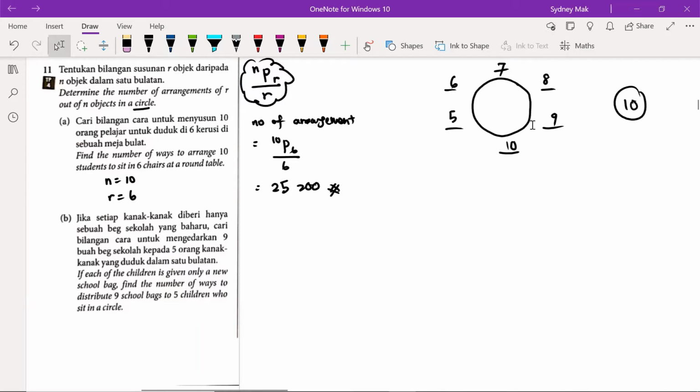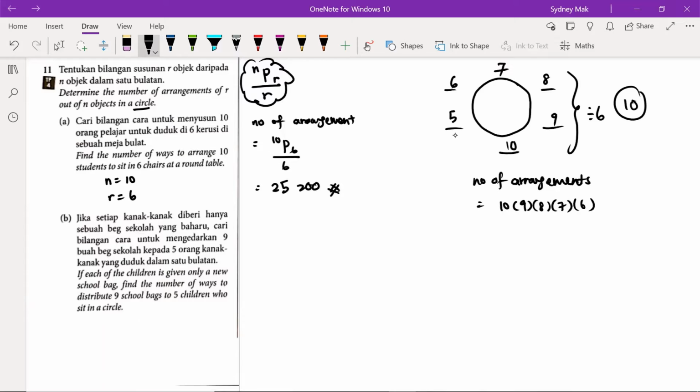Now, for the same arrangement 10, 9, 8, 7, 6, and 5, if the first person chooses to start from this seat here, the same arrangement will happen, but the 10 will move here, 9 will move here, 8, 7, 6, 5. The same arrangement will happen how many times? 1, 2, 3, 4, 5, 6 times. Therefore, we have to divide it by 6. So the number of arrangements will be 10 times 9 times 8, 7, 6, 5, divided by 6 because we want to reduce the similar arrangement that occurs 6 times.